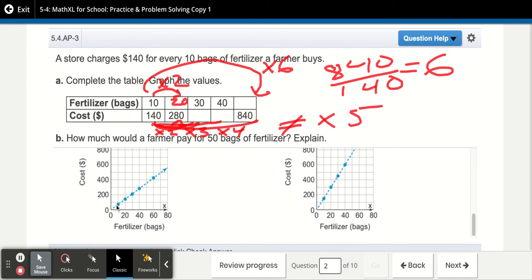C, 10, and that's less than 100, so that's not going to work. 10 bags of fertilizers here costs, well, look at that. That is about halfway between 100 and 200. So let's see what's different.